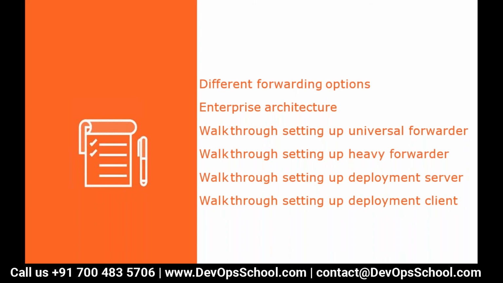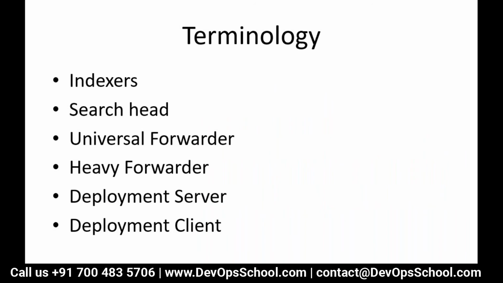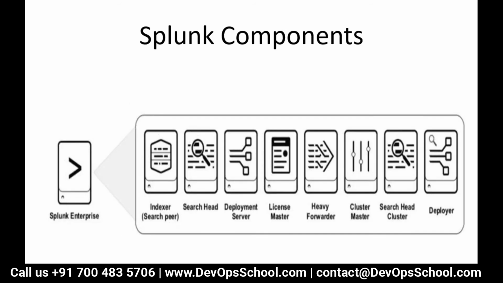Let's focus on it. So here, some of the terminologies we have already understood in the first session, but I'll just repeat them in a different context. Typically in enterprise Splunk, we have indexers, search head, universal forwarder, heavy forwarder, deployment server, and deployment client. Now let's deep dive into that. These are the components. When I say enterprise Splunk, then indexer, search head, deployment server, license manager, heavy forwarder, cluster master, search head cluster, and deployer. So many components are there.